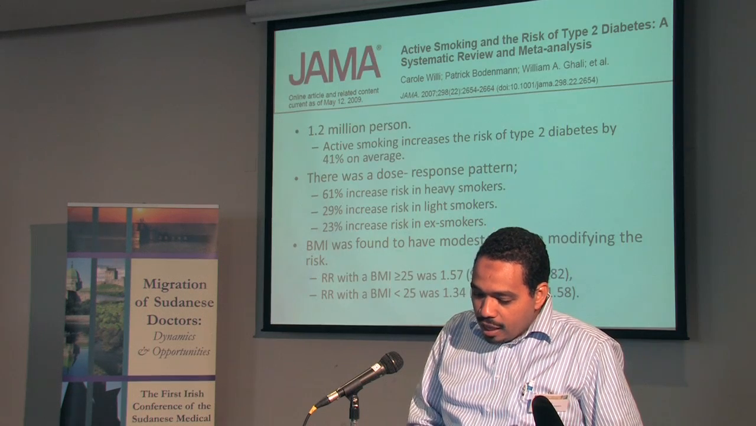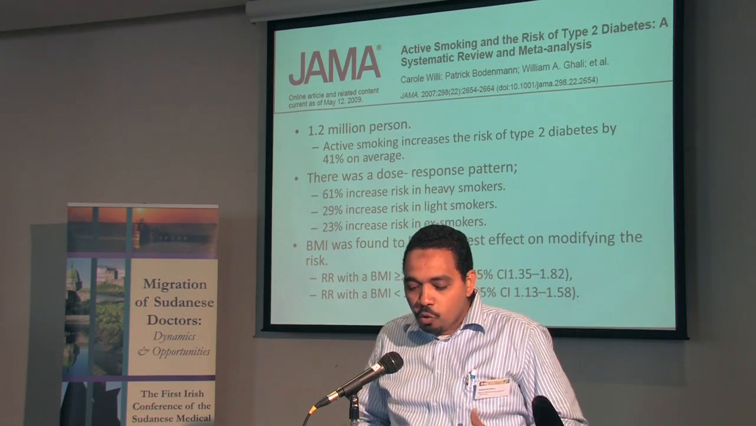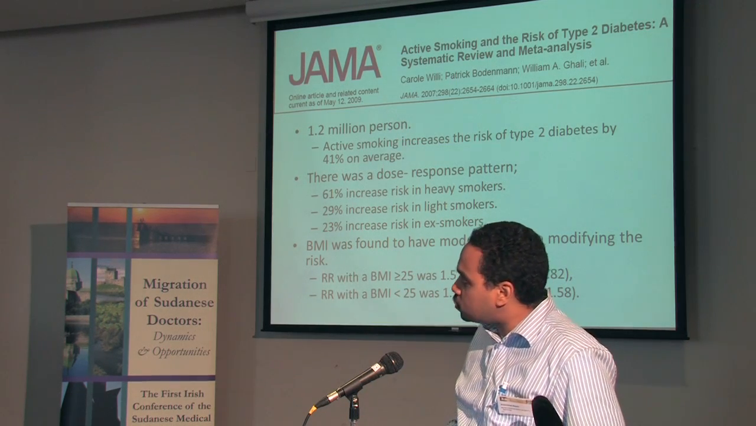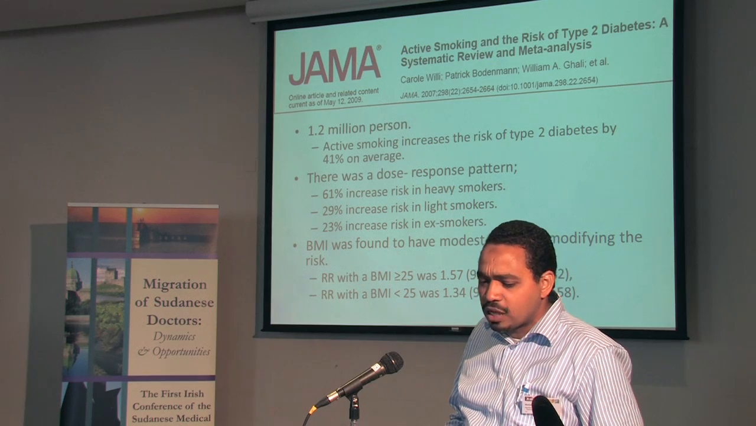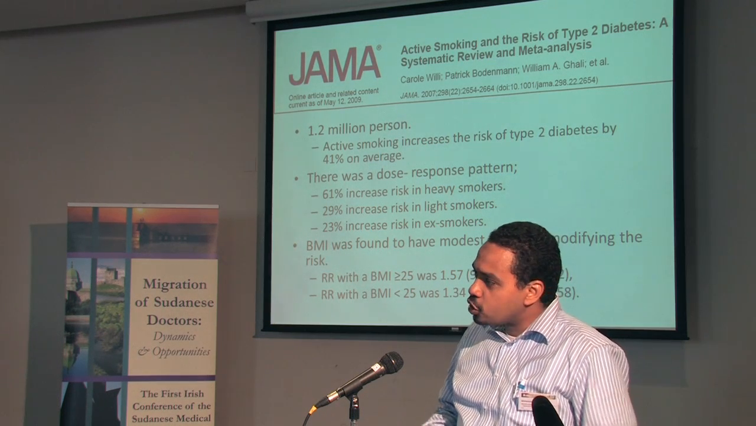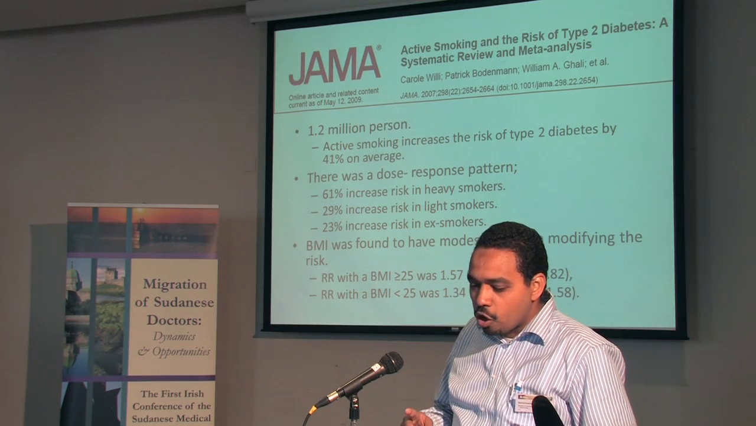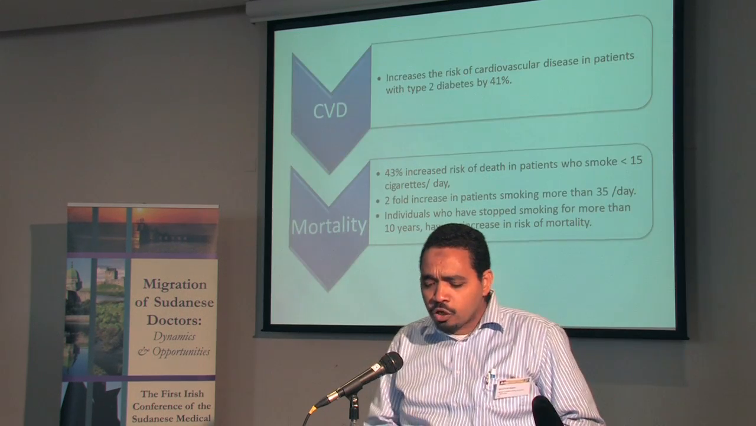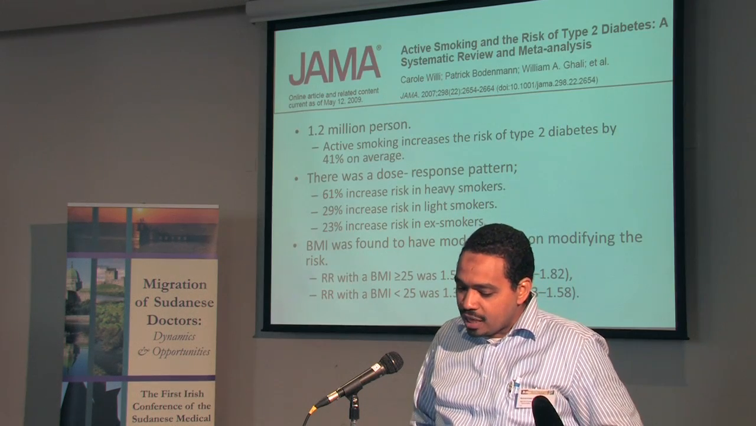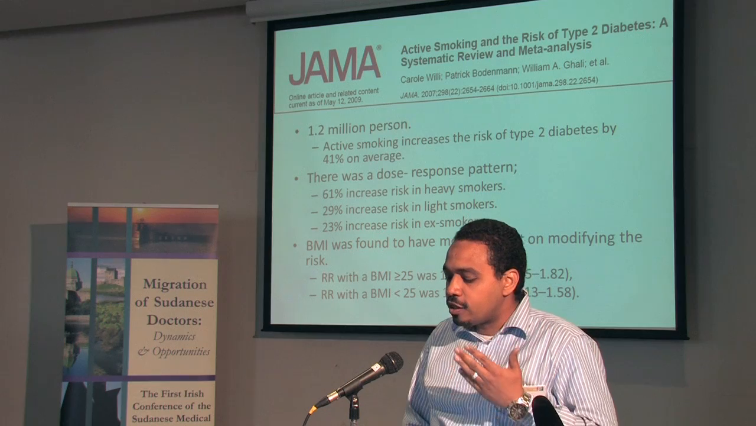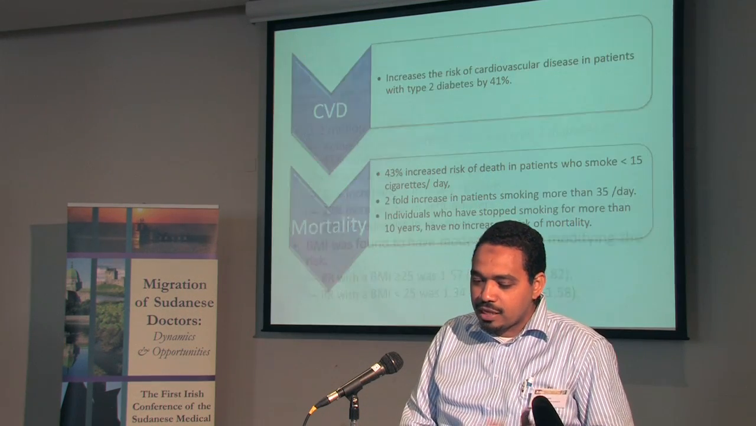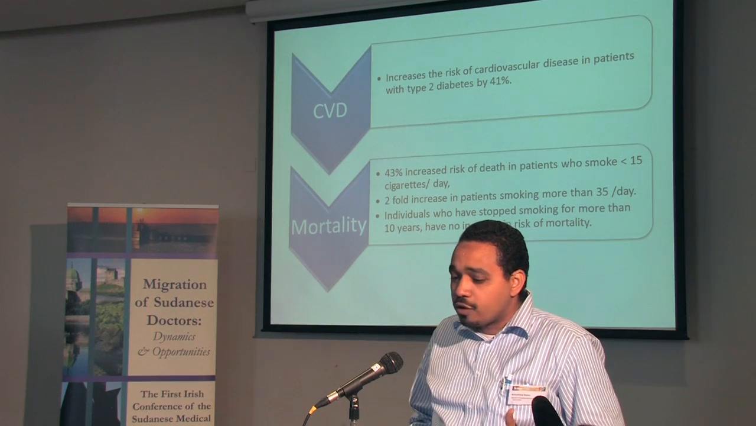So how do diabetes and smoking interact? They interact in 2 ways. Smoking increases the risk of type 2 diabetes, regardless of race, age, gender, and weight. And the more you smoke, the higher your risk of developing diabetes. And then it increases the risk of cardiovascular disease.